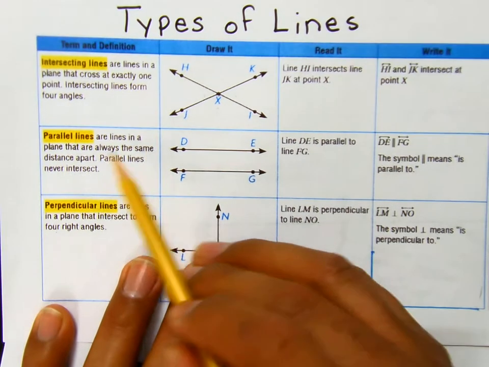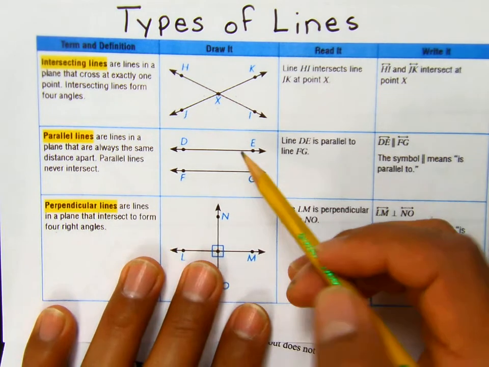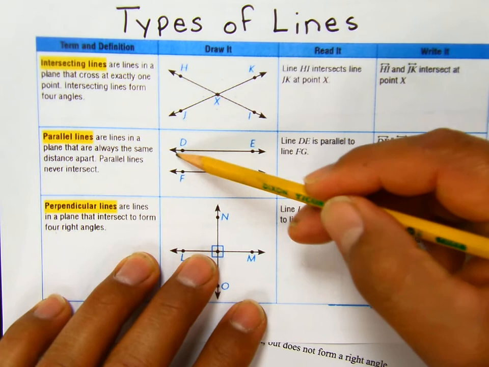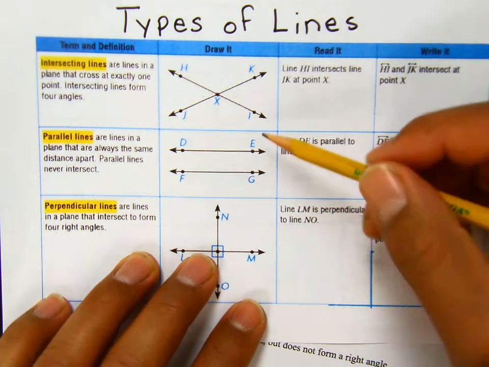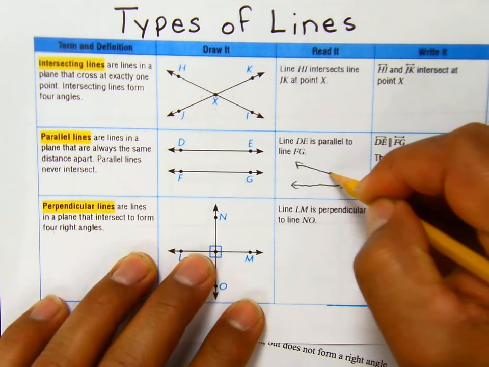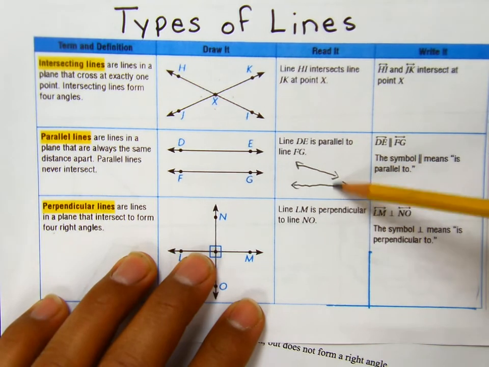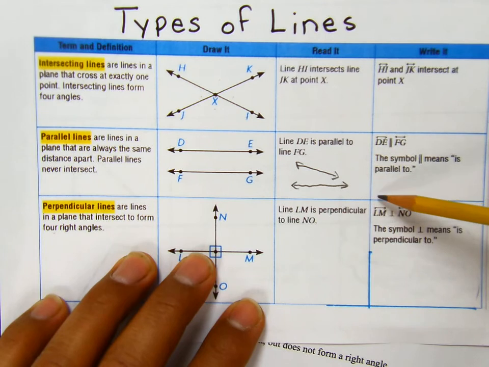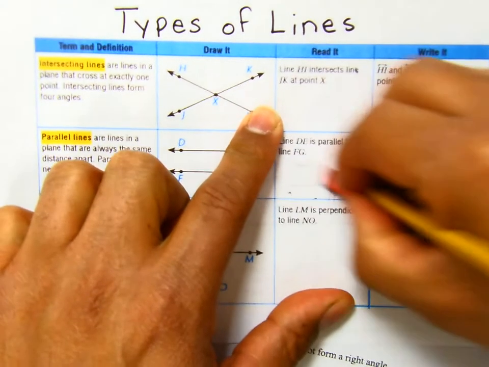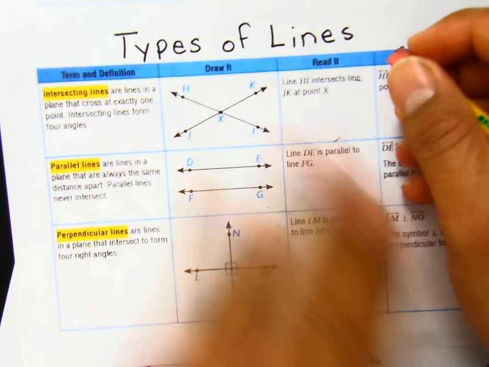Parallel lines are lines in a plane that are always the same distance apart. Parallel lines never intersect, and they have to be the same distance apart. If they are not the same distance apart, like those two lines right here that I'm drawing, they are not parallel lines. Even though they don't touch, they don't have the same distance apart. If I was to extend this line and extend that line, it would eventually intersect right about here. So these are not parallel lines. Parallel lines are the same distance apart and they never intersect.